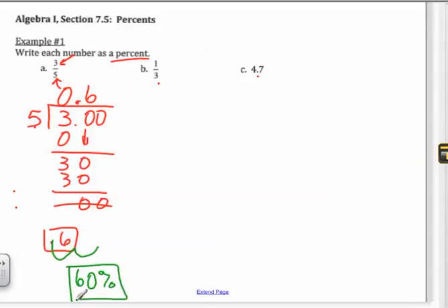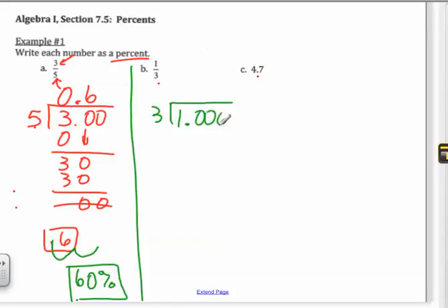Let's keep moving on. That one's done. Let's look at this one. Again, that's going to be 3 outside the house and 1 inside the house. There's something interesting about this one. I need to have at least 2 numbers behind the decimal point to do a percent, because I need to move the decimal point 2 places. So let's work through this and see what we get.